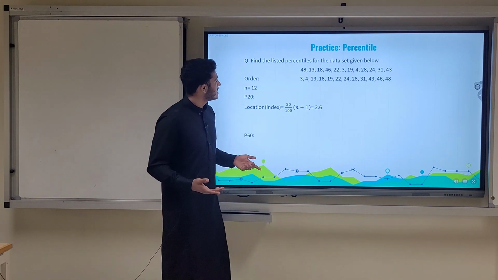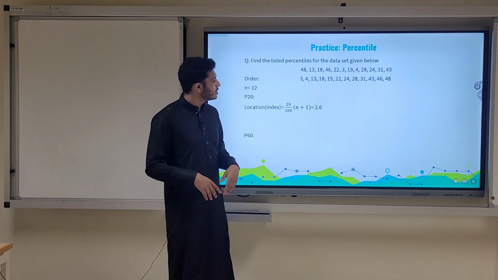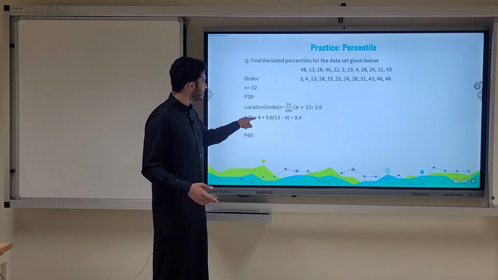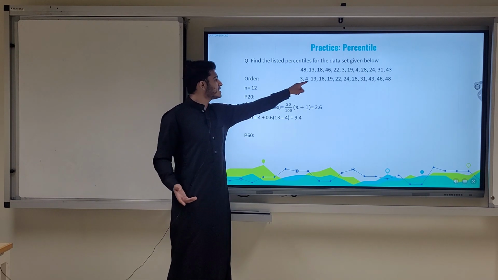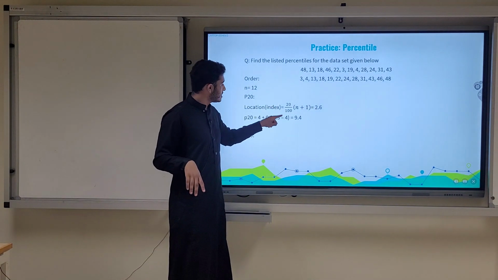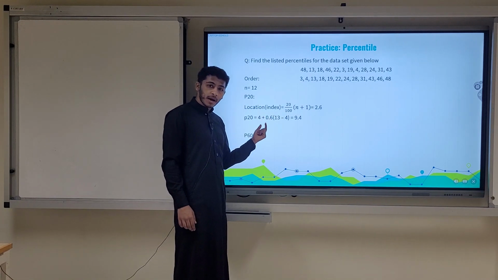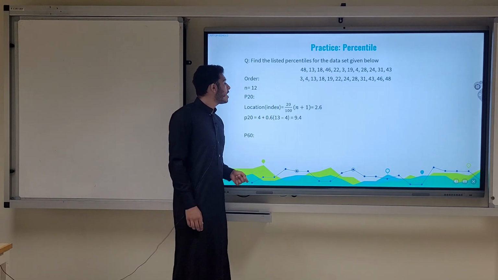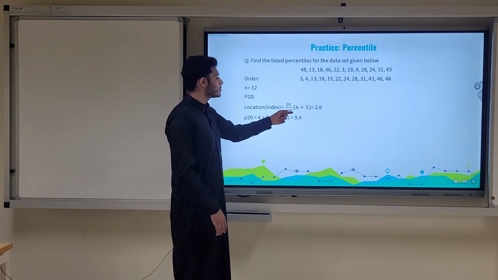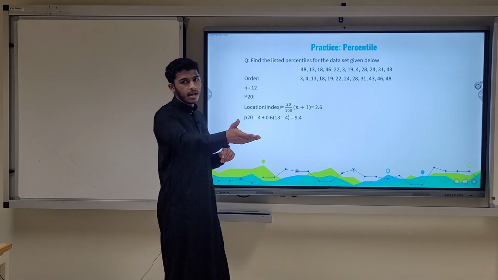So we know that 4 is there somewhere, and we're going to use 4. To begin with, we put 4 here. Then we get the distance between the 3 and the 4, because we want 0.6 of it. We subtract them from each other and multiply by 0.6. We get the value of the 20th percentile, which is 9.4. So 9.4 has 20% of the data below it, and 80% of the data above it.